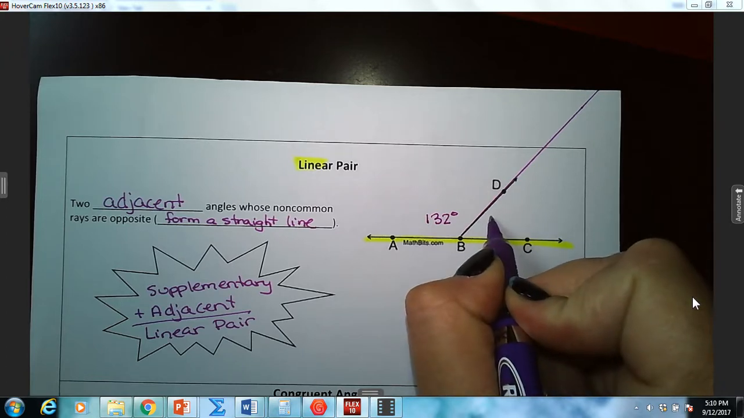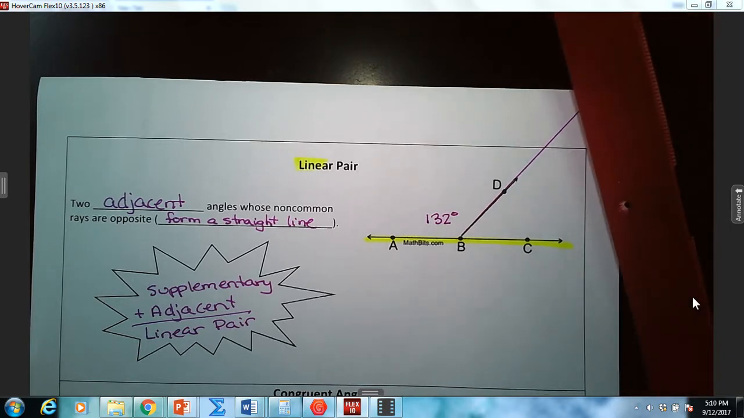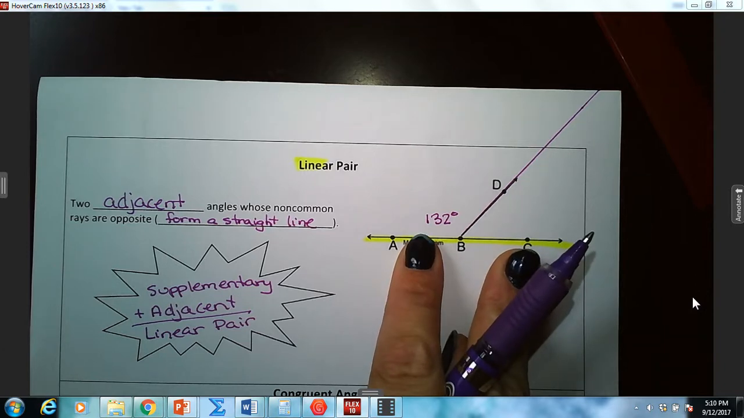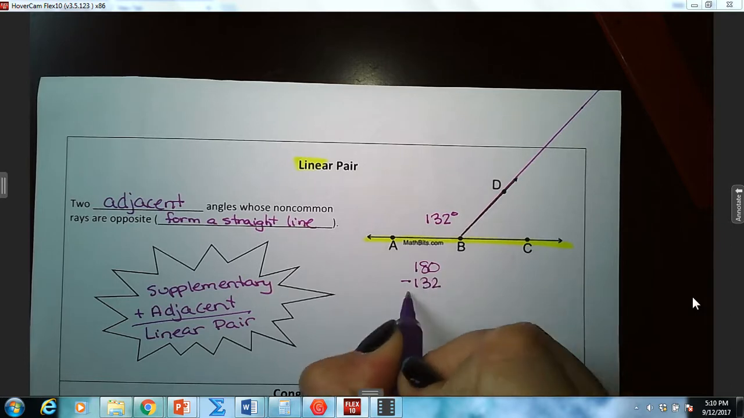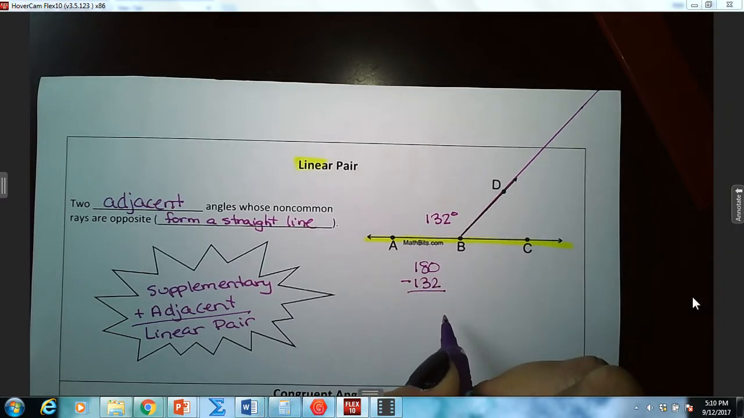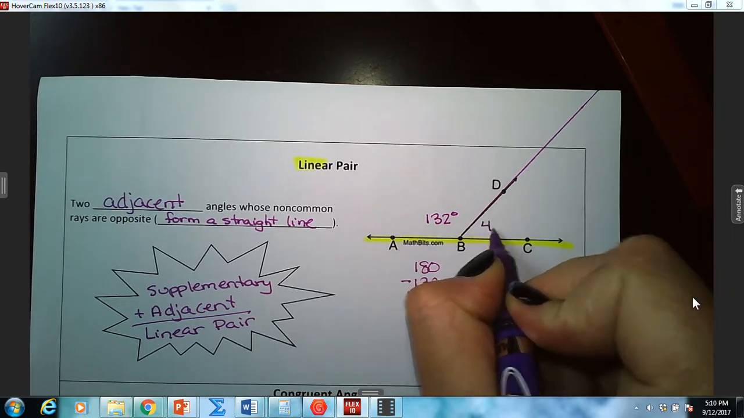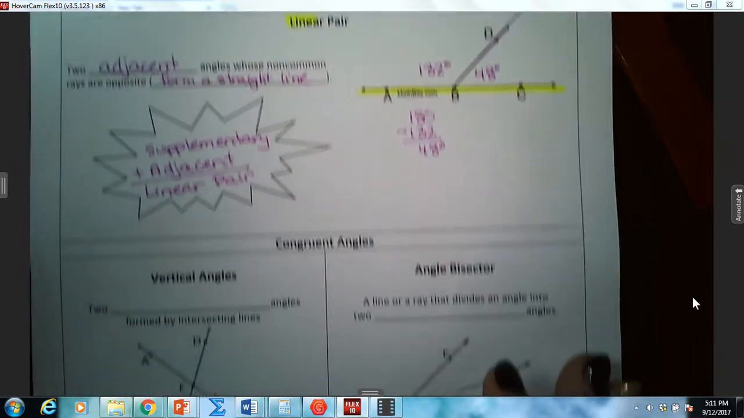And this acute angle, well, there's two things we could do. We could measure again with our protractor, or we could do some simple math. If these two angles add up to 180 degrees, then 180 minus 132 leaves me with 48 degrees. So this other angle is a 48-degree angle. Okay, so a linear pair, adjacent and supplementary. Couple more to go.